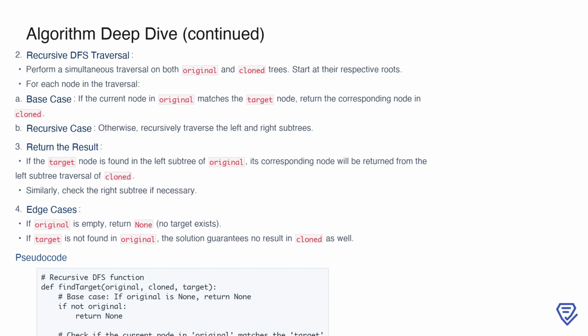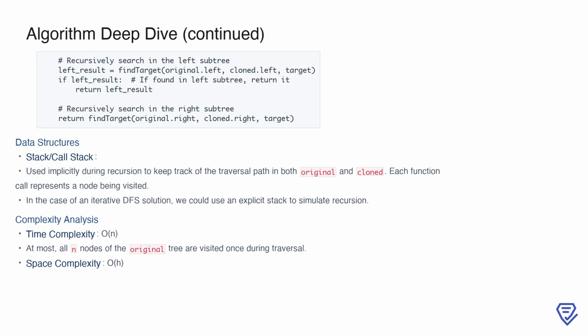If the target node is present in the left subtree of the original tree, the corresponding node will be found in the left subtree traversal of the clone tree. Similarly, if the target is in the right subtree, its corresponding node will be in the right subtree of the clone tree. If the original tree is empty, or the target is not found in the tree at all, we return none. This approach ensures that we visit nodes in both trees in sync and locate the corresponding clone node efficiently. The pseudocode here provides a clear breakdown of the DFS traversal process.